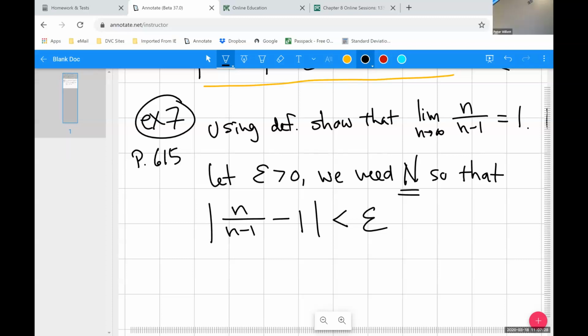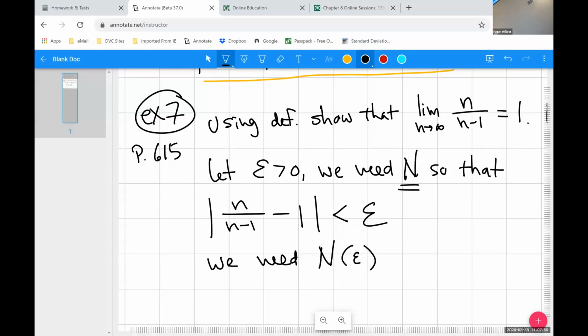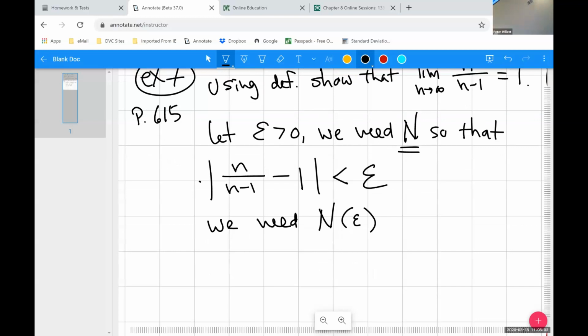So basically the way you typically do this is you have to solve this for n in terms of epsilon. We have to figure out what restriction on n we would need in terms of epsilon. So we need the choice of big N as a function of epsilon, meaning you give me an epsilon and I figure out what N I would need to make this happen. And in order to come up with that, we try to solve this in terms of n, or say what restrictions on n we would need to have.